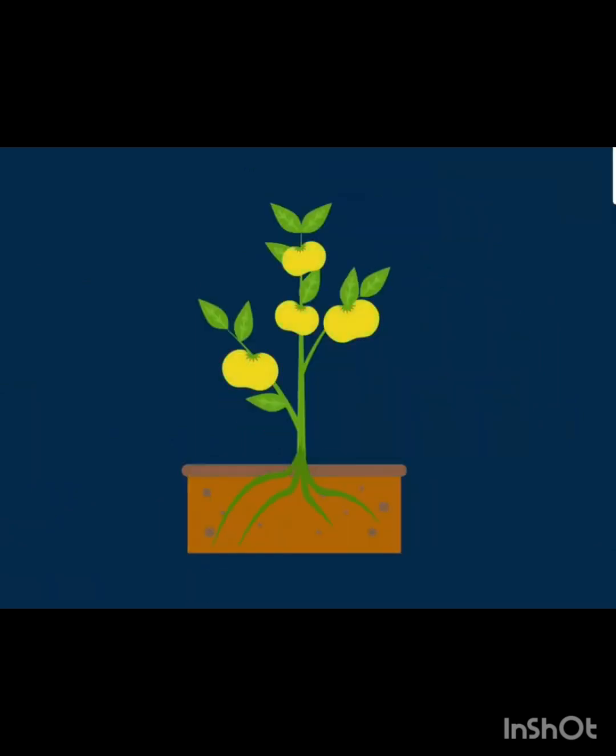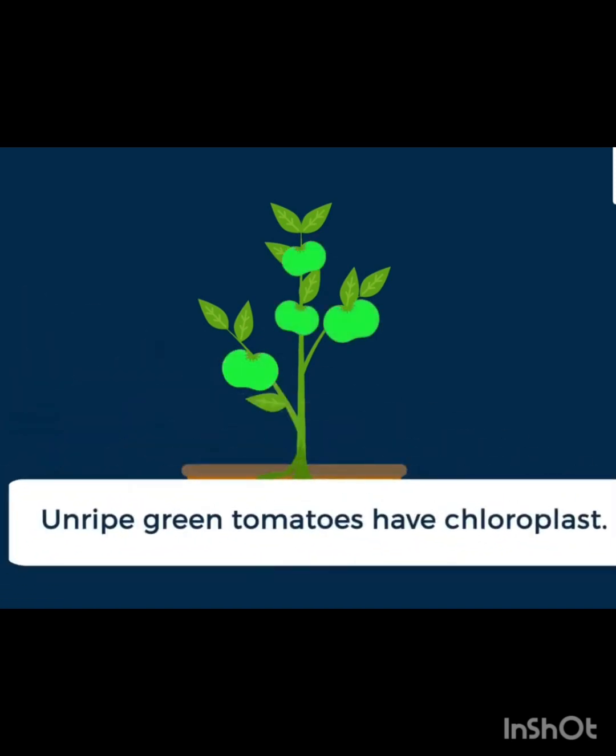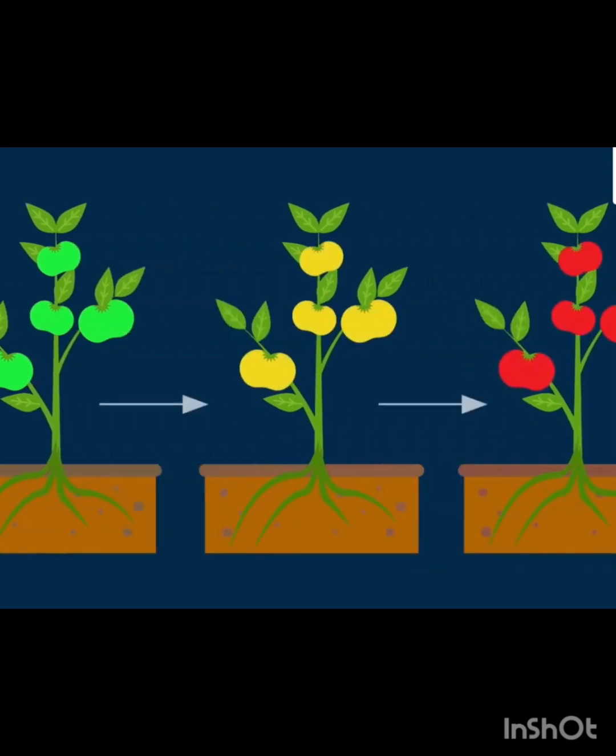Here we can see when tomatoes are raw, they have chloroplast, unripe green tomatoes. But when they ripen, chloroplast converts into chromoplast, and that's why their color changes into yellow and then red.